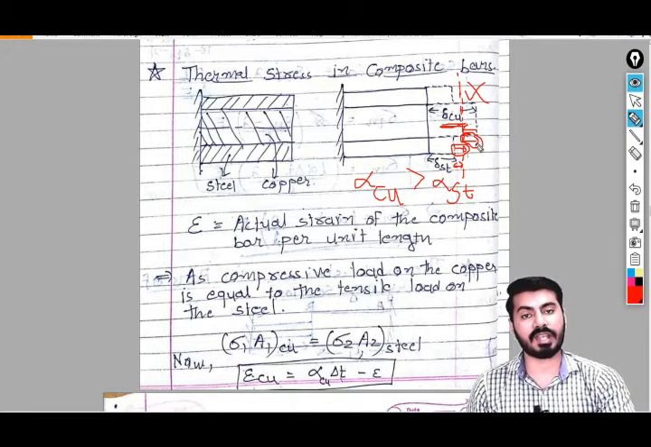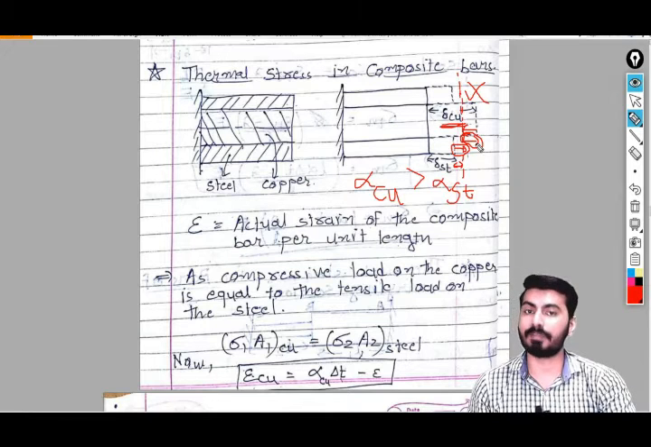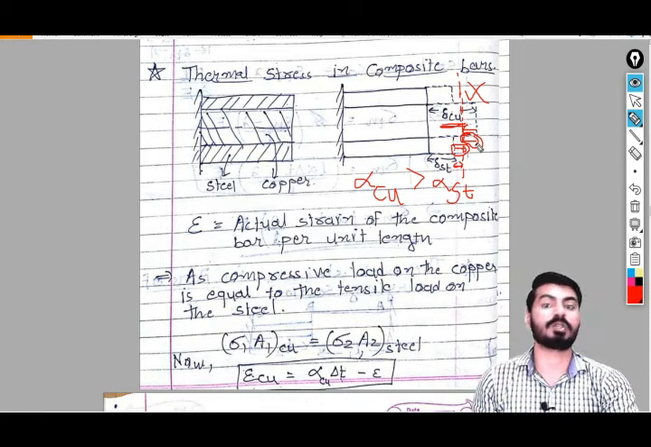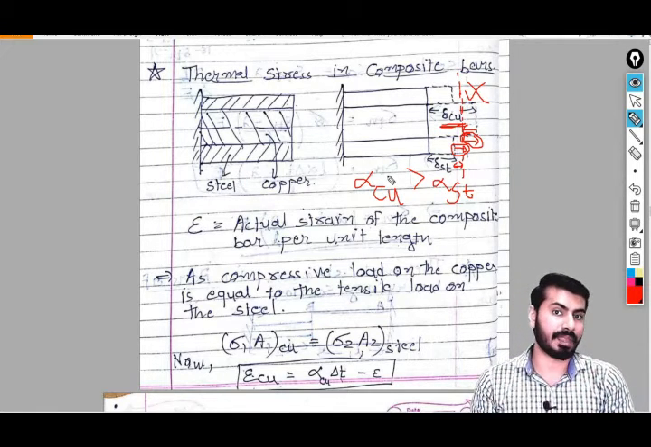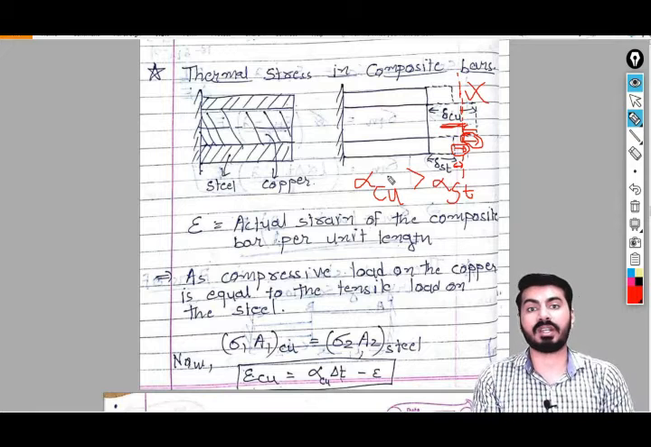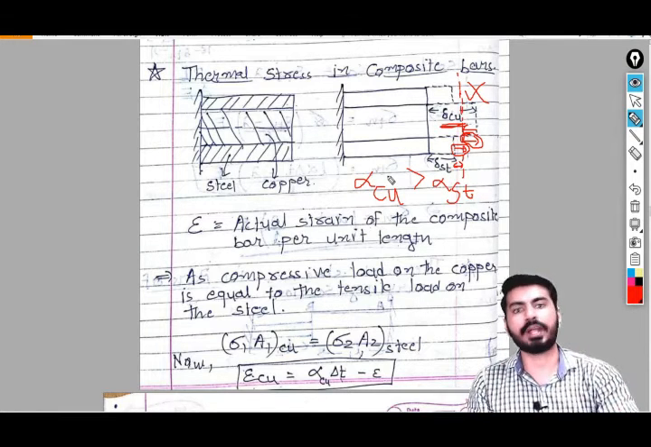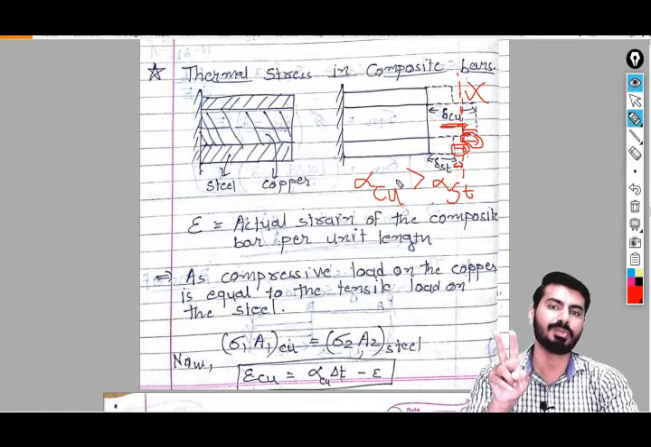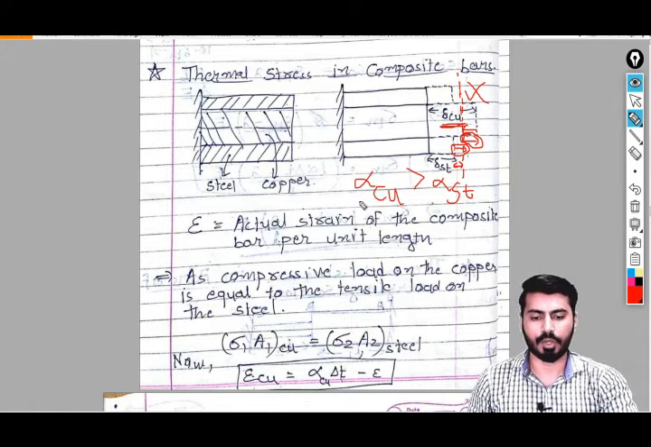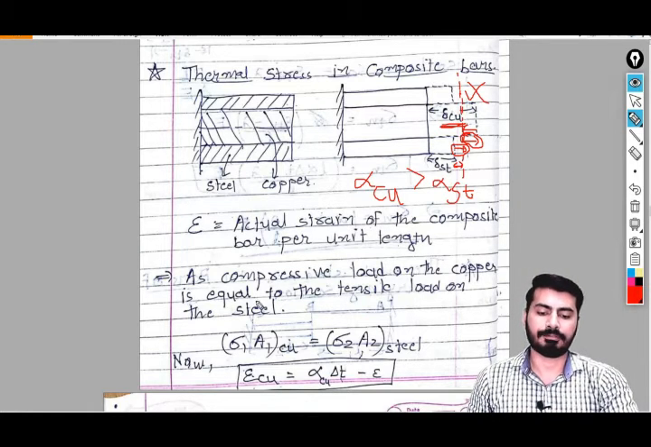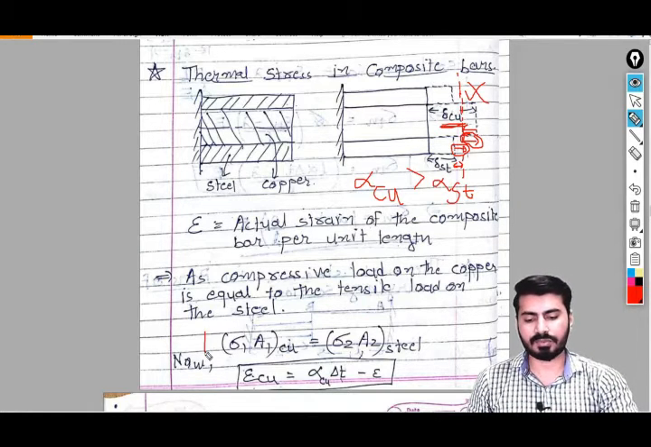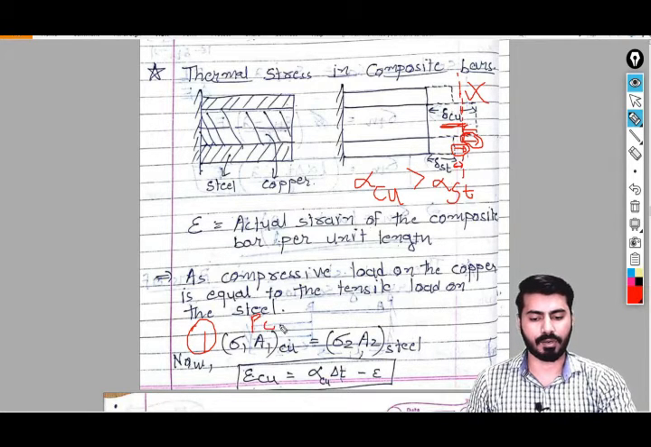Now this elongation and compression of both materials will produce stresses in those materials. Although the forces applied on each other are the same, the stress value for both the materials might be different. How do we calculate those stress values? There are another two steps to calculate this type of stress value. What will be those steps? The first one is the same: the force applied on the copper is equal to the force applied on the steel.